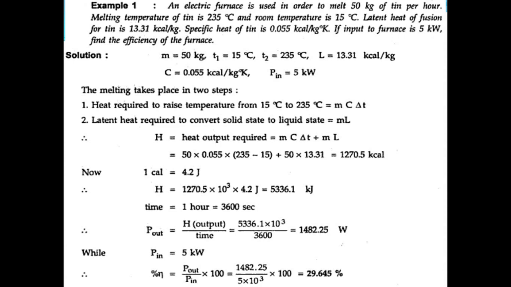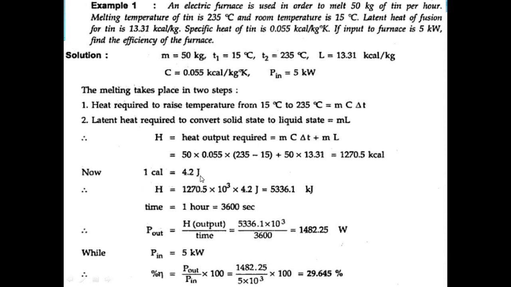That means two types of heat are involved: one is known as sensible heat, for changing the temperature of the tin, plus the latent heat, for changing the state of the substance. Hence the total heat energy produced, that is the output energy, is equal to sensible heat plus latent heat, because in this example the tin is melting, which means it is changing its state. So here the two types of energy are considered: sensible plus latent heat.